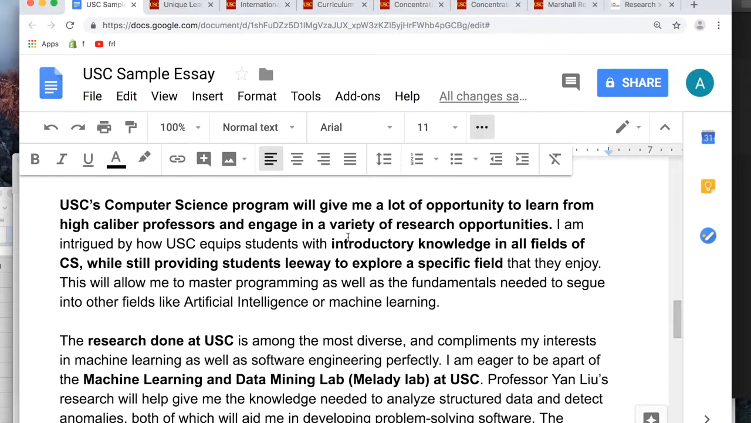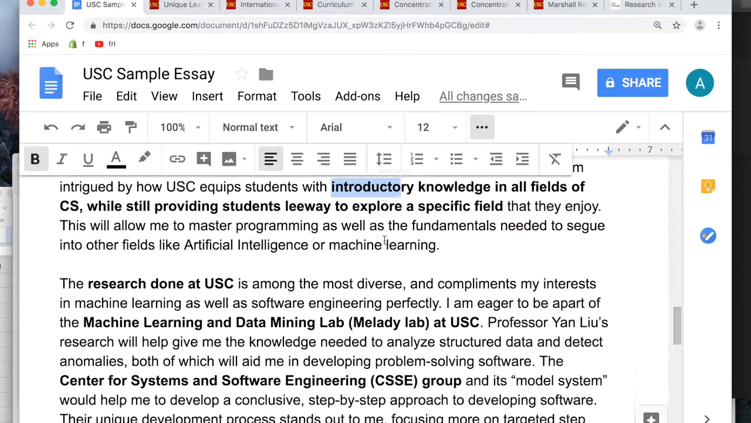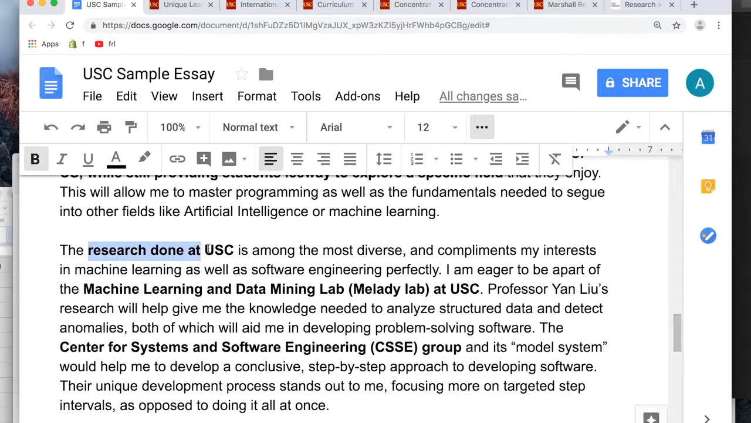Another essay that we can talk about is from another student with another major, which is computer science. He talks about how USC will give him the opportunity to learn from high-caliber professors and engage in a variety of research opportunities. These are very general, which is okay for just one or two sentences to start the essay. But then the student has to go deep into how USC will help them get there. So an example is that the research done at USC will help him get there.